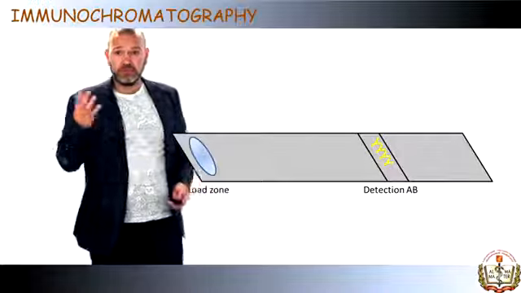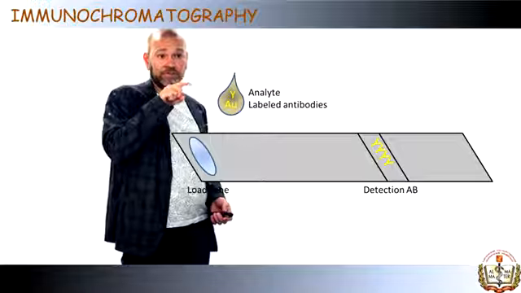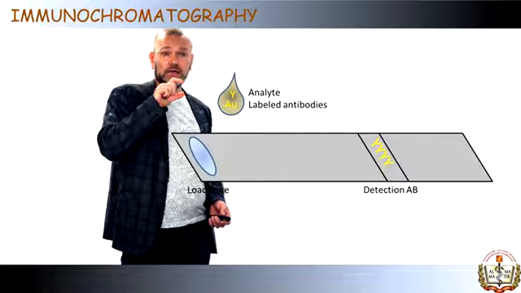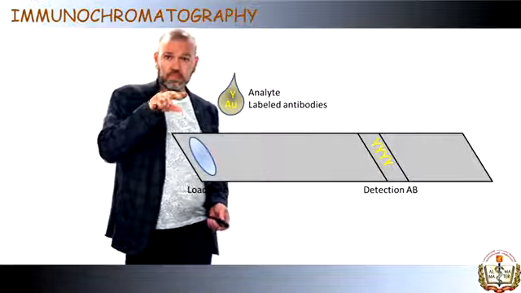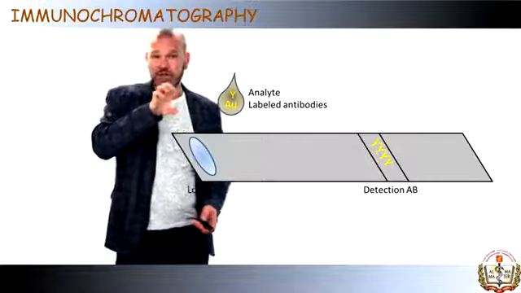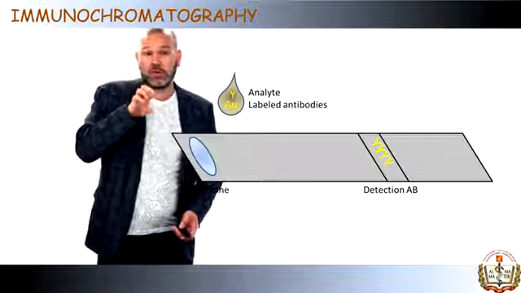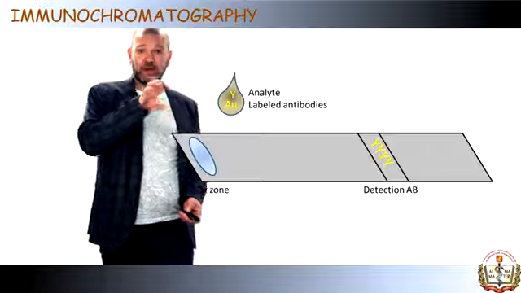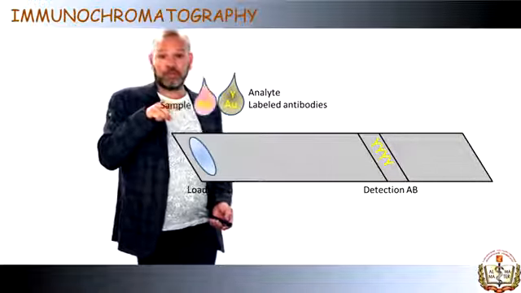So to perform the test, you need an analyte solution. It contains labeled antibodies, antibodies against the required antigen, and an indicator. Of course, you need to see. So regularly colloidal gold or latex particles are used as labels. They will provide the color. And you will need to add a sample.